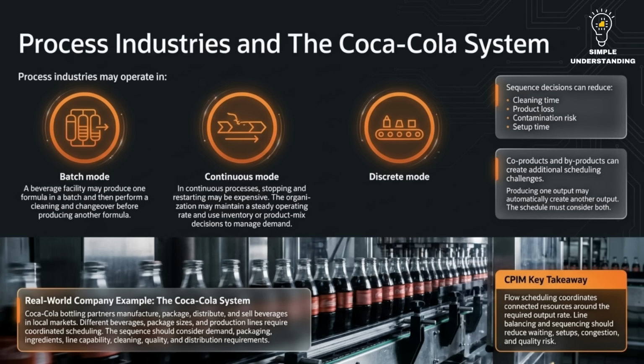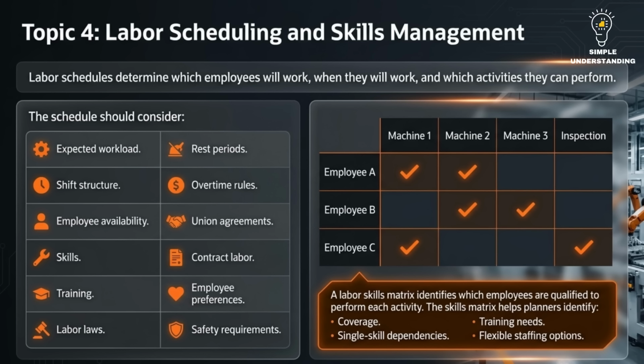Line balancing and sequencing should reduce waiting, setups, congestion, and quality risk. Topic 4. Labor scheduling and skills management. Labor schedules determine which employees will work, when they will work, and which activities they can perform. The schedule should consider expected workload, shift structure, employee availability, skills, training, labor laws, rest periods, overtime rules, union agreements, contract labor, employee preferences, safety requirements.